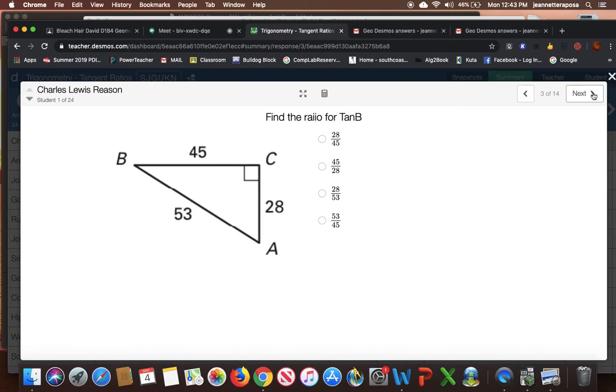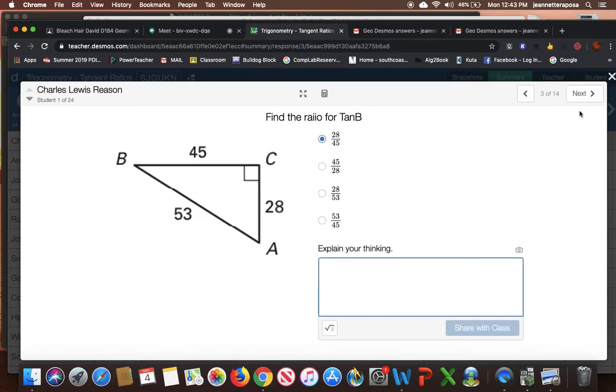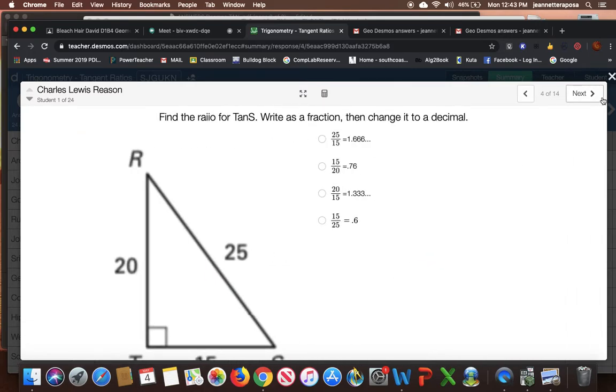For the third frame, the tangent of angle B is actually the reciprocal of what you had in the last frame. The other one was tangent of angle A is 45 over 28, but now for the tangent of angle B, opposite is the 28 and adjacent is the 45. So it should be 28 over 45. So let's go on to the next one.